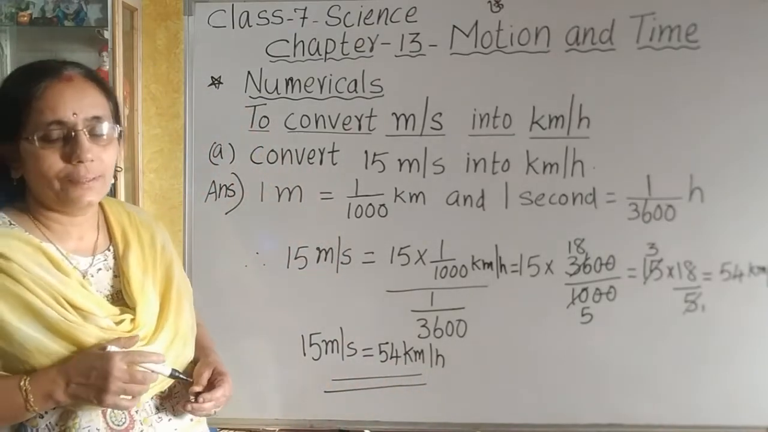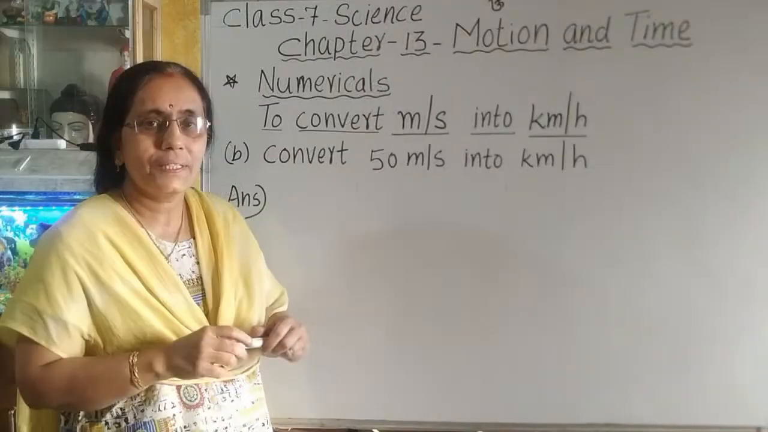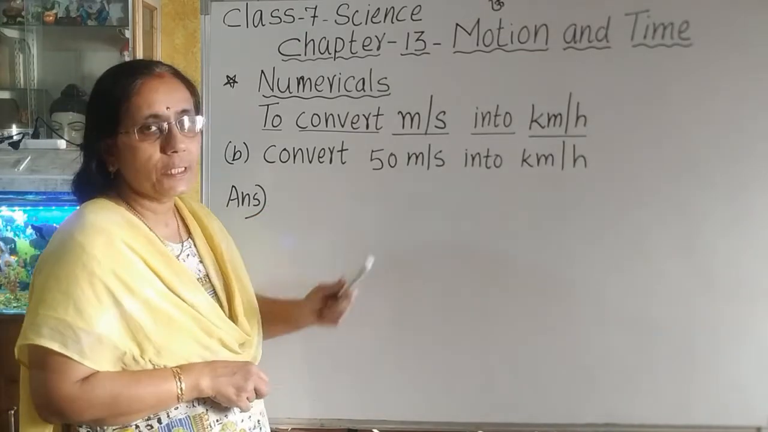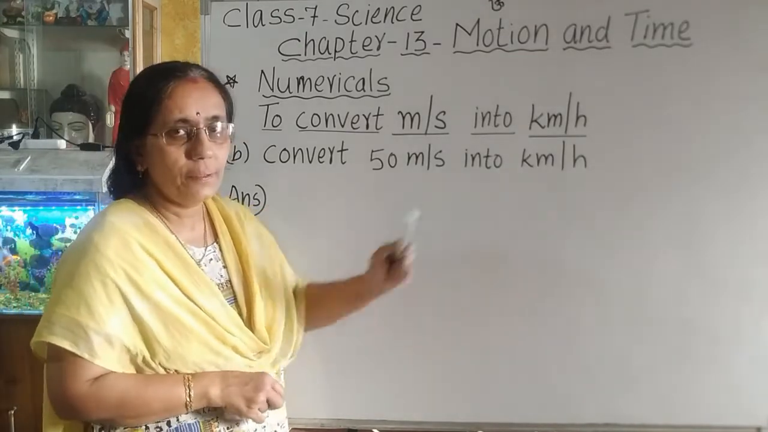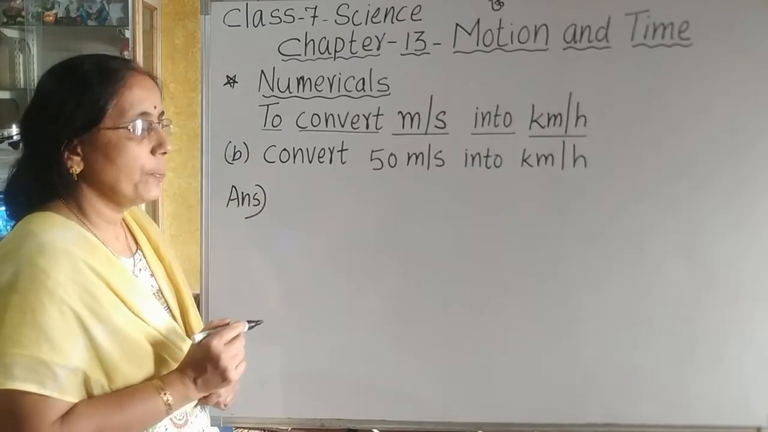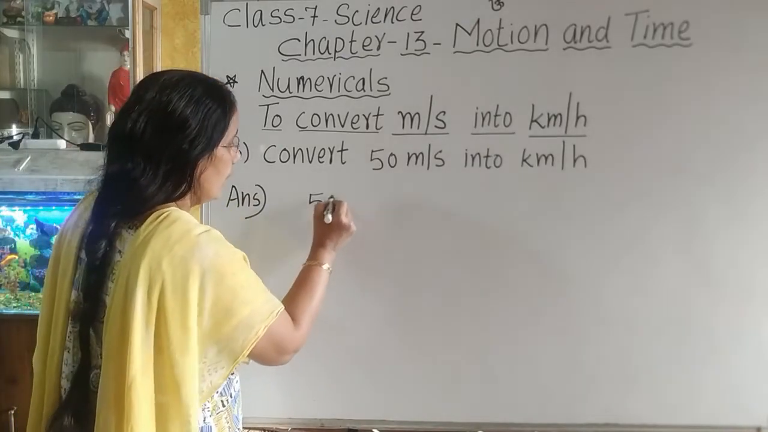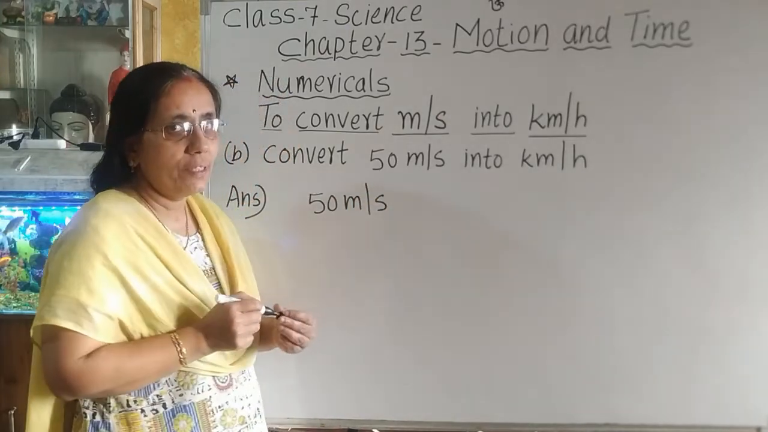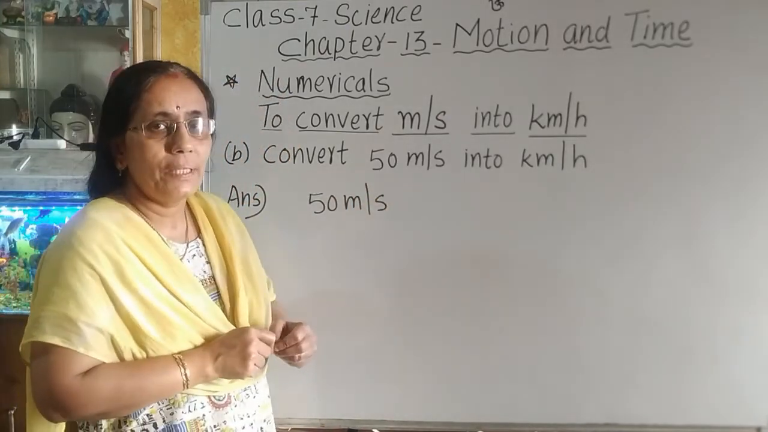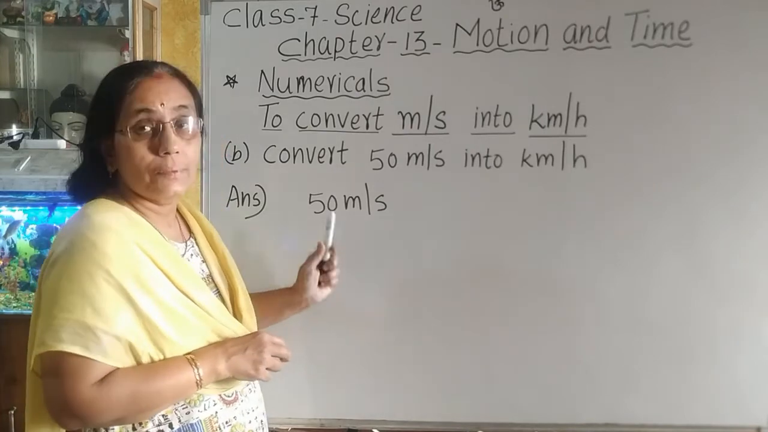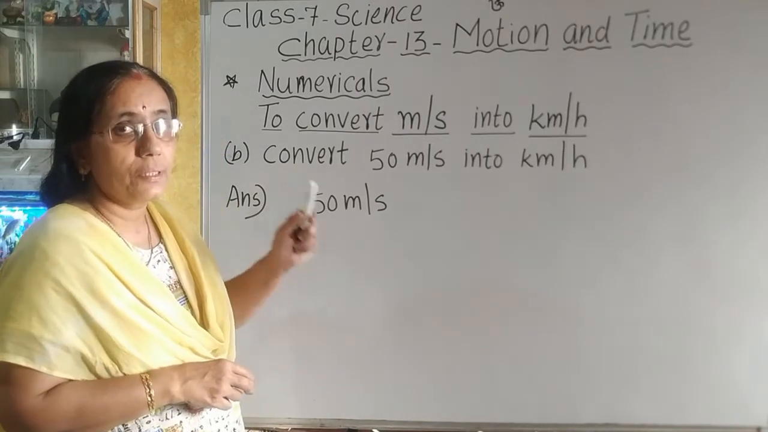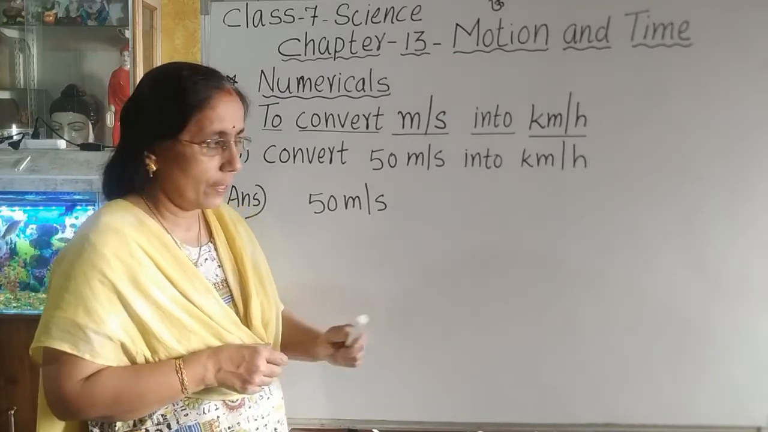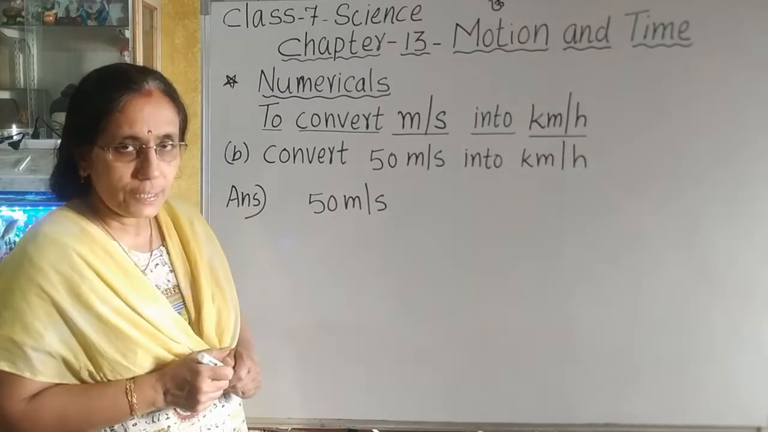That is the equivalence. Now let us take another example. Convert 50 meter per second into kilometer per hour. So what is the given speed? 50 meter per second. And in the previous class you have learned that when we multiply the speed in meter per second with 18 by 5, we get the speed in kilometer per hour. In the previous example also we have seen that.